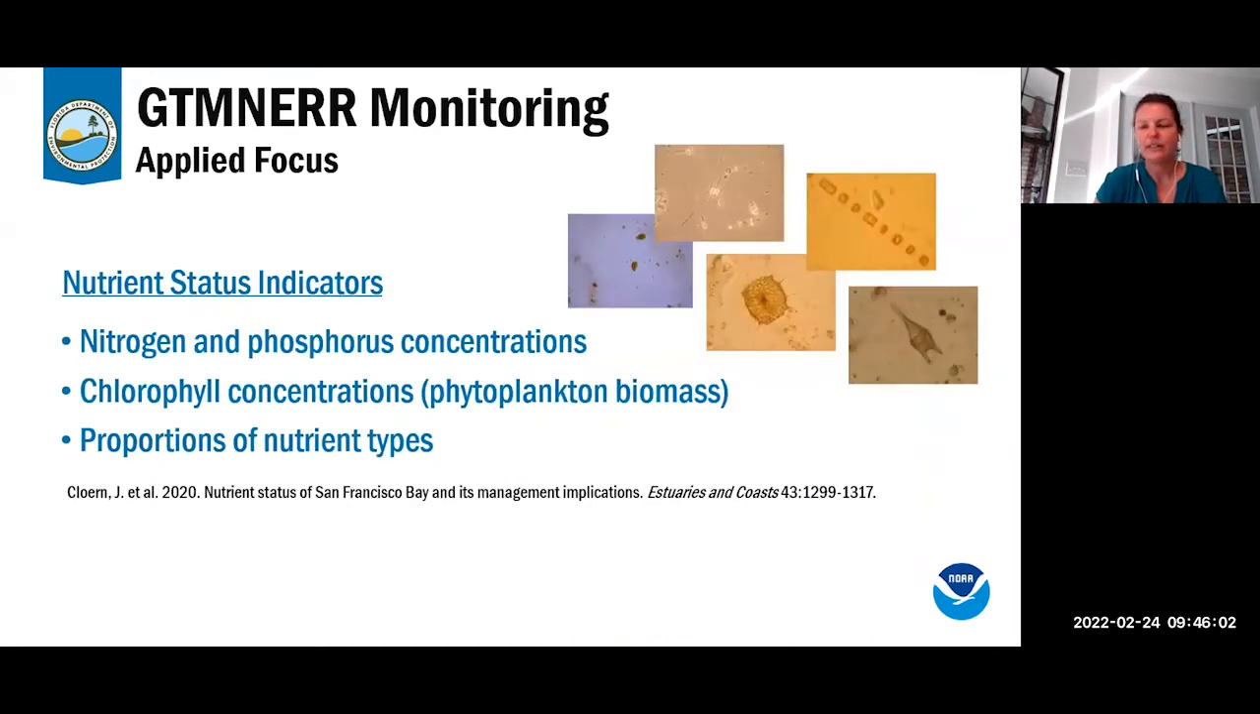And so to figure out what the nutrient status is of a water body, we're following this model by this Cloern paper, which I encourage you to check out. But basically, it's different ways of looking at nutrient status, like using nitrogen and phosphorus concentrations, chlorophyll concentrations, which are an indicator of how much phytoplankton are in the water, and then proportions of different nutrient types. And so you'll see some examples of these indicators in Shannon and Olivia's talks.